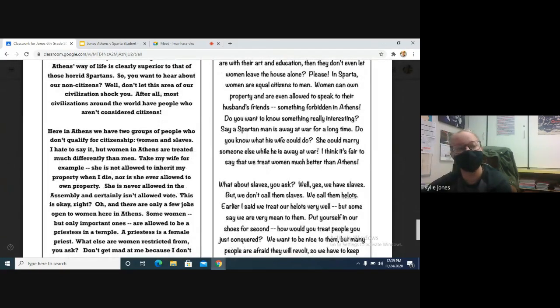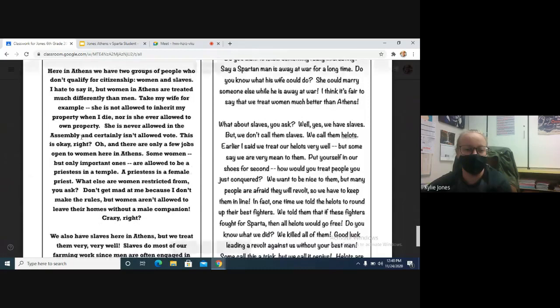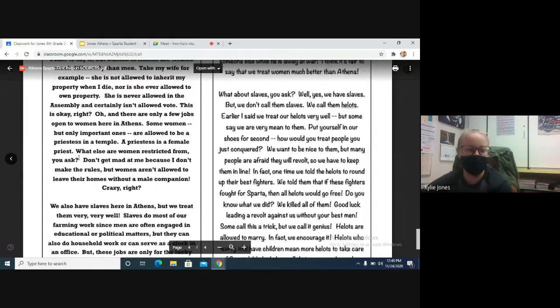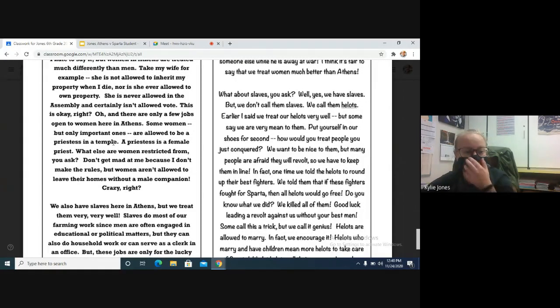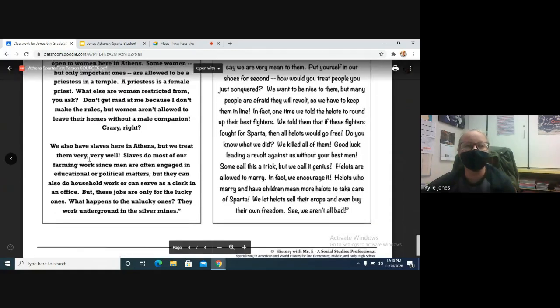Women and slaves. I hate to say it, but women in Athens are treated much differently to men. Take my wife, for example. She is not allowed to inherit property when I die, nor is she allowed to own property. She's never allowed in the assembly, which is part of the government, and she certainly isn't allowed to vote. This is okay, right? Oh, and there are a few other jobs that only are open to women here in Athens. Some women, but only the important ones, are allowed to be a priestess in the temple. A priestess is a female priest. What else are women restricted from, you ask? Well, don't get mad at me because I don't make the rules, but women aren't allowed to leave their homes without a male companion. Crazy, right? So they can't leave their house unless a boy is with them. What?